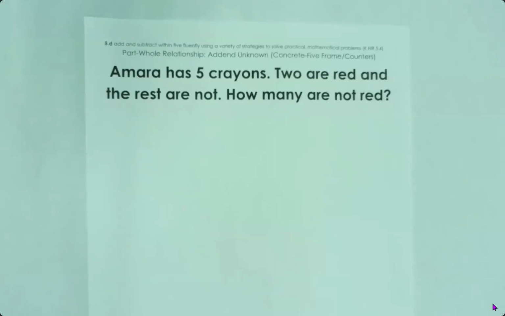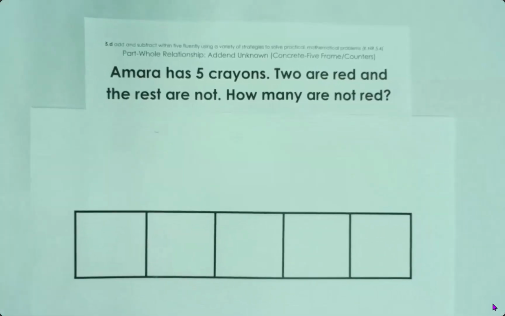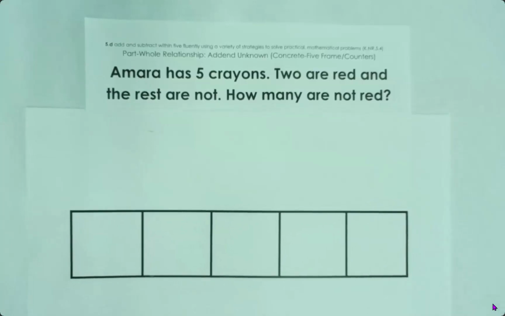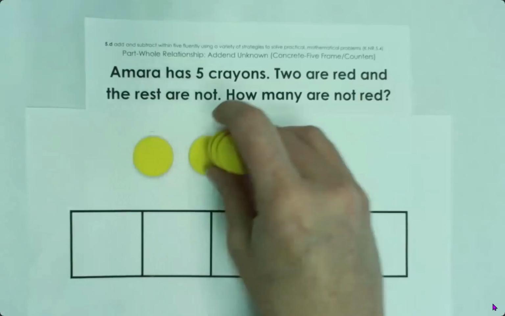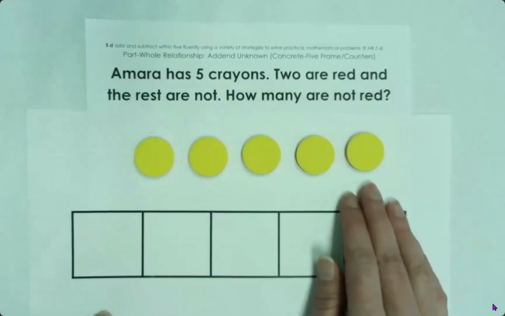So if I'm looking at this situation, it says Amara has 5 crayons. 2 are red and the rest are not. How many are not red? So I want students to think about what's happening in this situation by using a 5 frame and some red and yellow counters. This is going to help students visualize or see what's happening. So I know that Amara has 5 crayons. So I'm going to use the red and yellow counters. 1, 2, 3, 4, 5. I don't know part of this problem. I know my whole. I know that there are 5 crayons.